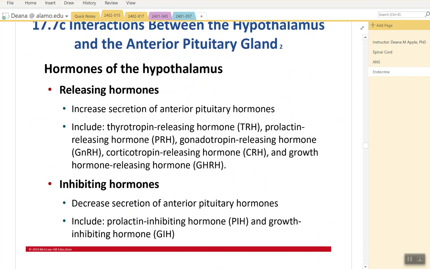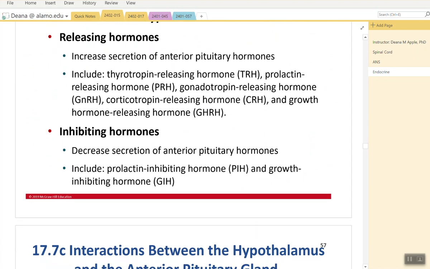Okay, so hypothalamic hormones. These are primarily releasing hormones. So thyrotropin releasing hormone, prolactin releasing hormone, gonadotropin releasing hormone, corticotropin releasing hormone, and growth hormone releasing hormone. So these are all hypothalamus. Hypothalamus releases releasing hormones. They also release inhibiting hormones like prolactin inhibiting hormone or growth inhibiting hormone. These stop the anterior pituitary from secreting prolactin and growth hormone.